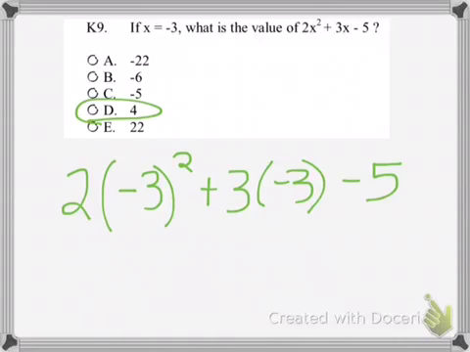Number 9, if x equals negative 3, what is the value of 2x squared plus 3x minus 5? So all you have to do is substitute your negative 3 everywhere there's an x, use a calculator, and you see the answer is D, 4.